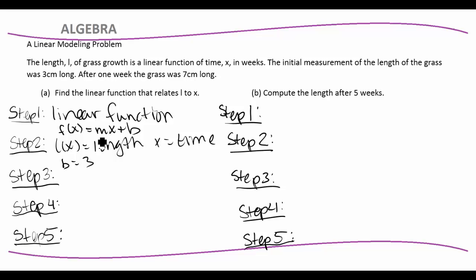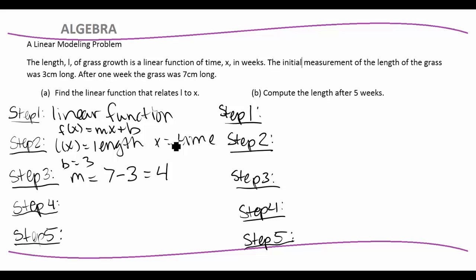Step 3 is to translate into mathematical statements. So M is our rate. To get our rate, we're going to take our last measurement, which was 7, and subtract our initial measurement, which is 3, and it's going to give us 4, and that is our rate.